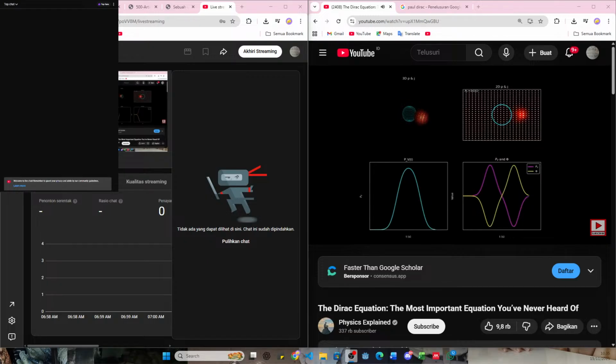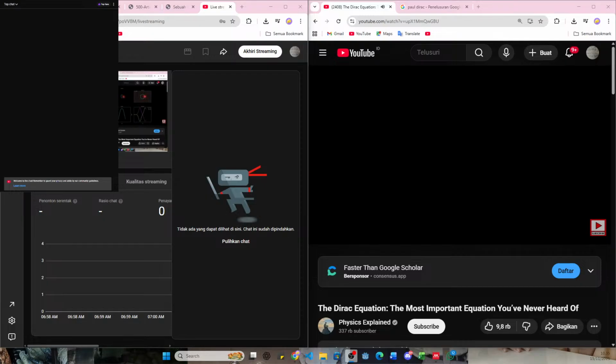The two curves are exactly equal and opposite, showing that probability is conserved. Any loss inside the region exactly matches the amount flowing out. So let's now return to our probability conservation equation.